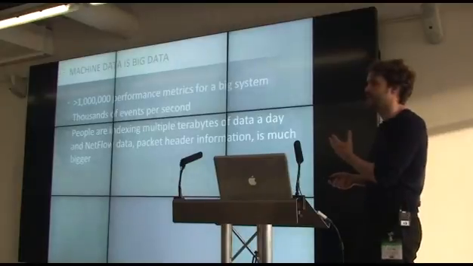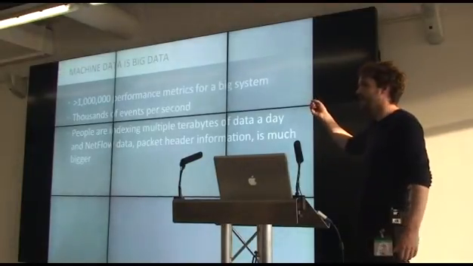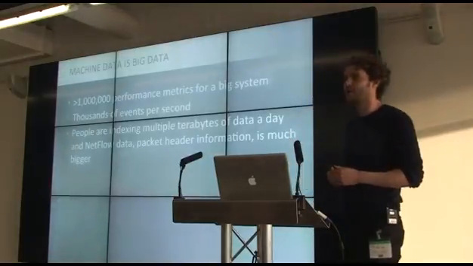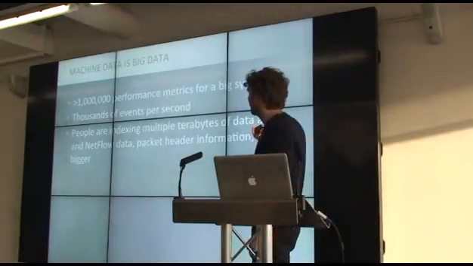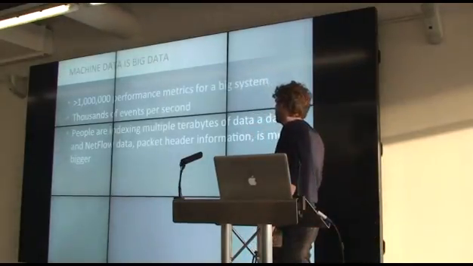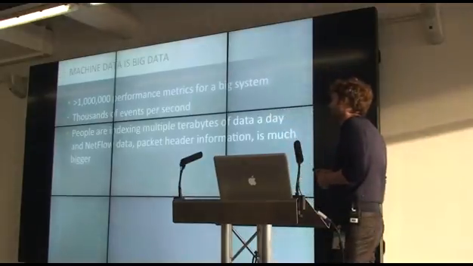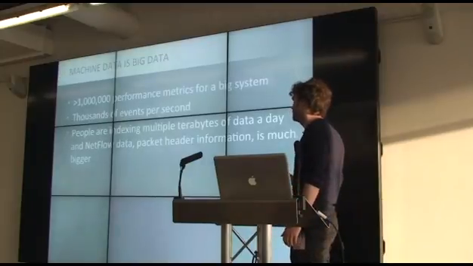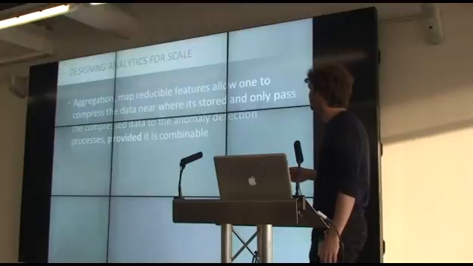1 million plus metrics for a big system isn't unusual. And I tell you, if you have any sort of false alarm rate and you're looking at 1 million metrics, that's a lot of alarms. So thousands of events a second and terabytes an hour is not uncommon. And net flow data is massive. People aren't really storing it because it's too big. That's the traffic on a network.